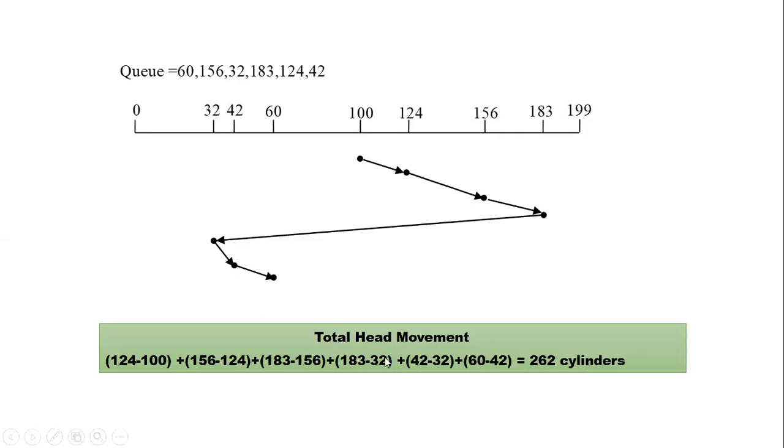So now let us check the total head movement. So 100 to 124, 124 minus 100, 124 to 156, 156 minus 124, 156 to 183, 183 minus 156, then 183 to 32, 183 minus 32, 32 to 42, 42 minus 32, 42 to 60, 60 minus 42. So when we add up, we'll get 262 cylinders. That is the total head movement in this case.